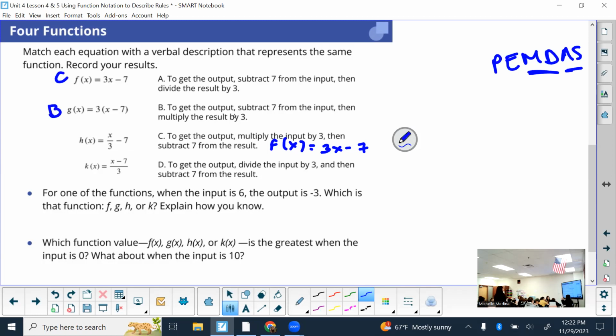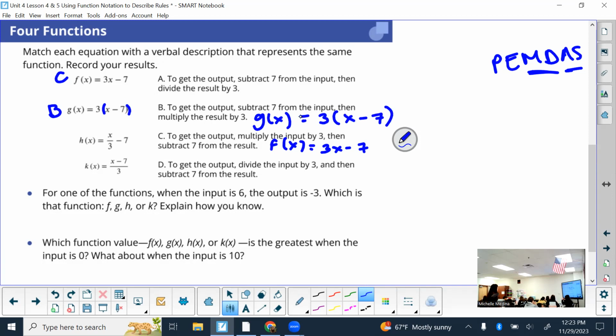All right, so let's see. To get the output, subtract 7 from the input, then multiply the result by 3. So because these have the parentheses in there, that moves the subtracting to step 1, because you always do what's inside the parentheses first. So I would agree that's a good match.